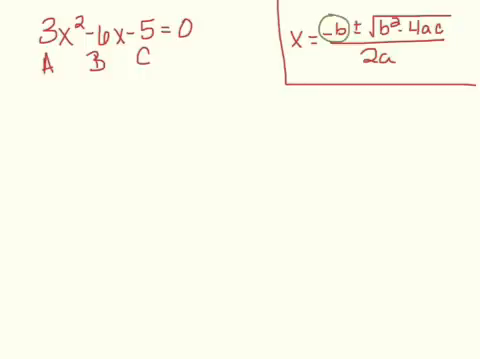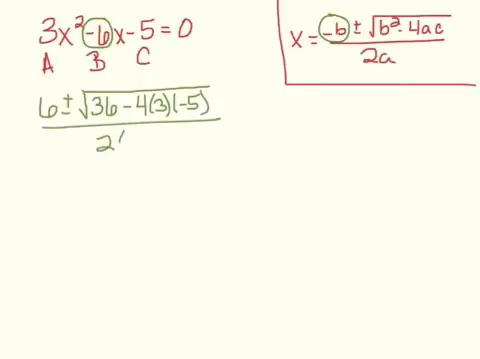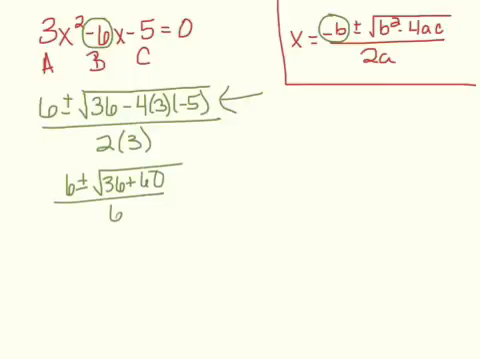I always say the opposite of B, so the opposite of B is positive 6 plus and minus the square root. B squared, well, B is negative 6. If I square it, I get 36 minus 4 times 3 times negative 5, all over 2 times A, which is 3. So I'm going to go ahead and work on this part right here. Negative 4 times 3 times negative 5 is 60. So I have 6 plus or minus the square root of 36 plus 60 over 6, which is 6 plus or minus the square root of 96 over 6.